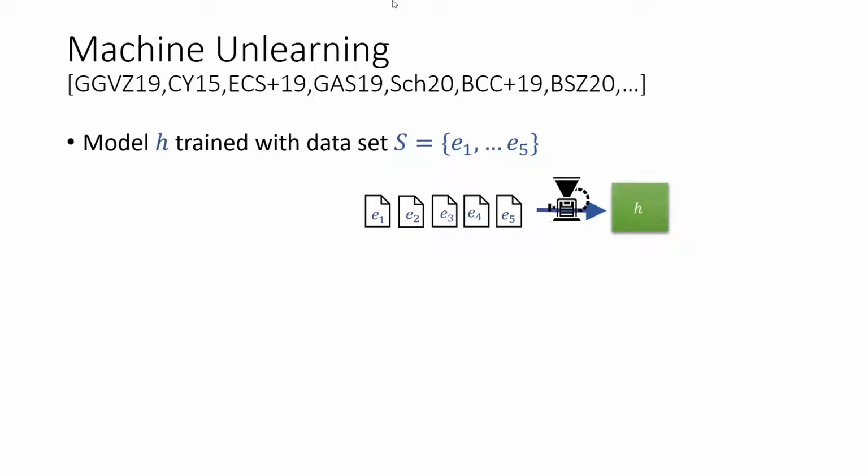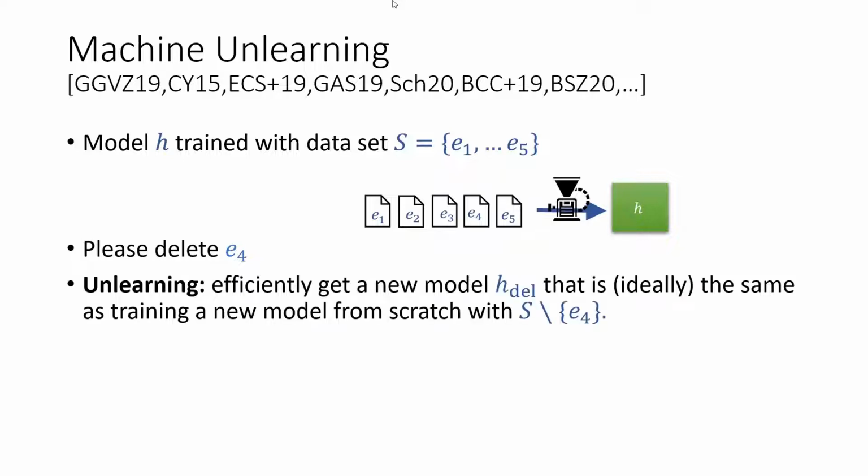We briefly introduce this machine unlearning process here. Suppose we have a model H that is trained with examples E1 to E5. Now we get a request for deleting an example E4 in the dataset. The goal of machine unlearning is to get a new model. We call it HDEL. That is ideally the same as training a new model from scratch with the training set S, except this example E4. We call this ideal case perfect deletion.